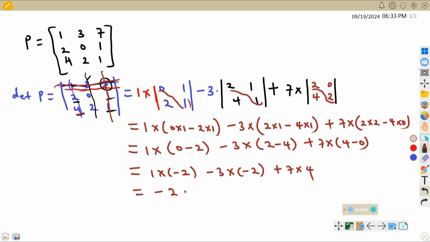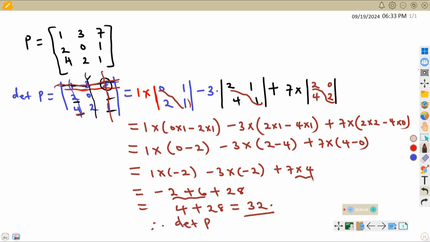Negative 3 times negative 2 is positive 6, plus this one here will give us 28. So what will this one give us? This negative 2 plus 6 will give us 4, plus 28. And this will give us 32. So this implies that the determinant of that matrix P is actually 32. So that is how we obtain the determinant of a 3 by 3 matrix.